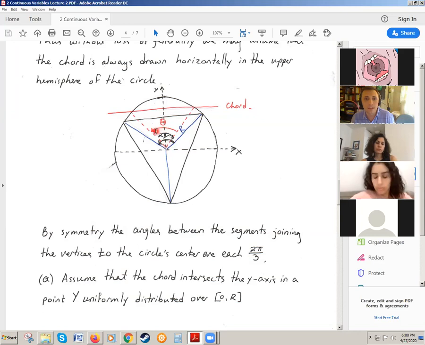Now, in this case, my theta, yes, please, Josh, what did you want to say? No? I saw a hand or something, whatever. So what happens then? What should theta be for this segment to be shorter than the side of a triangle? What should theta be? Between what and what?